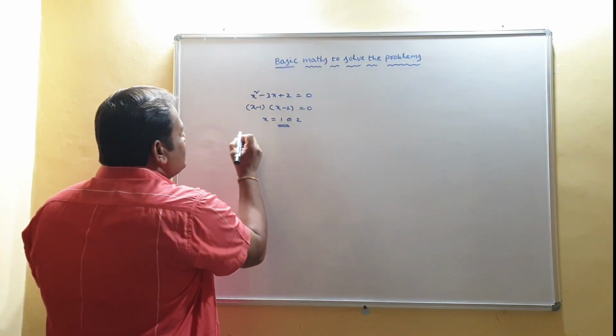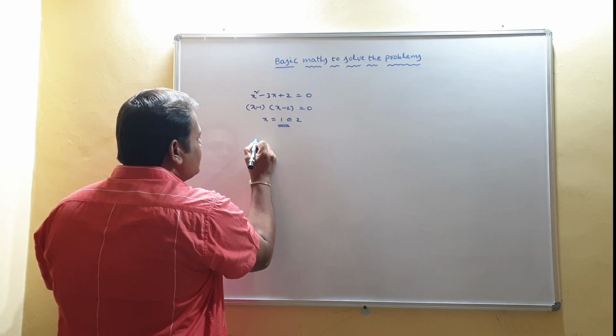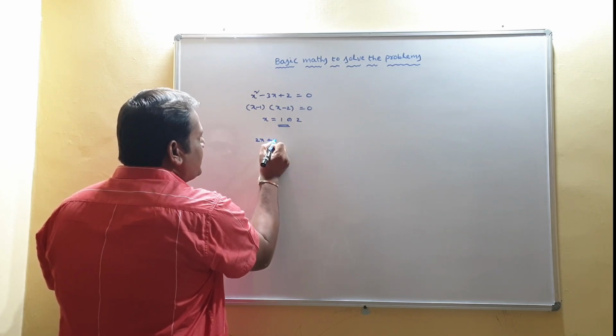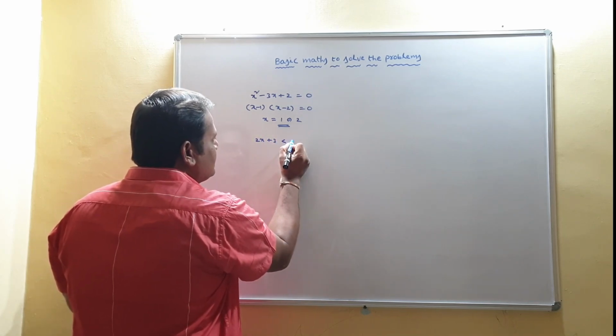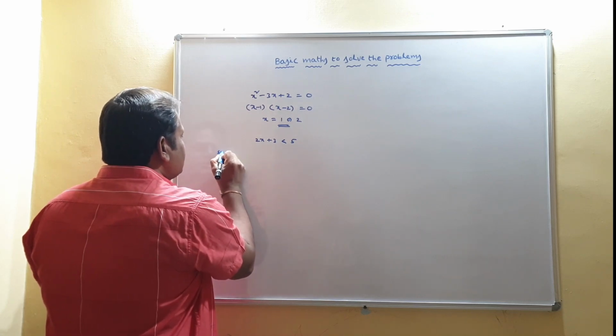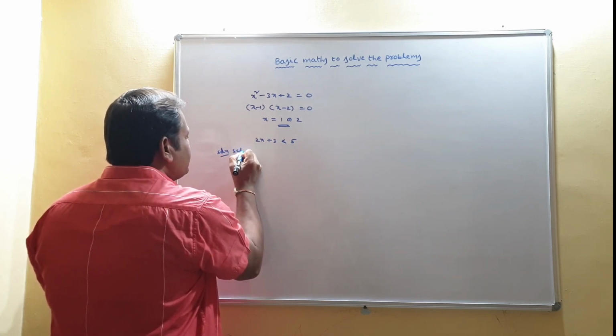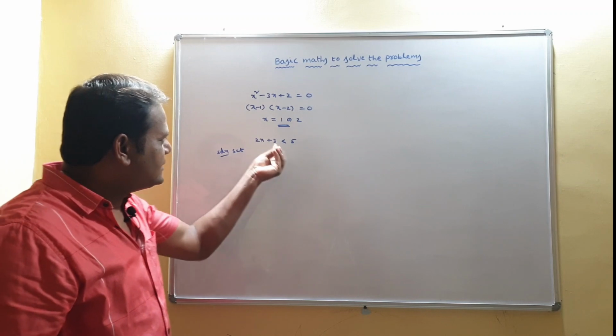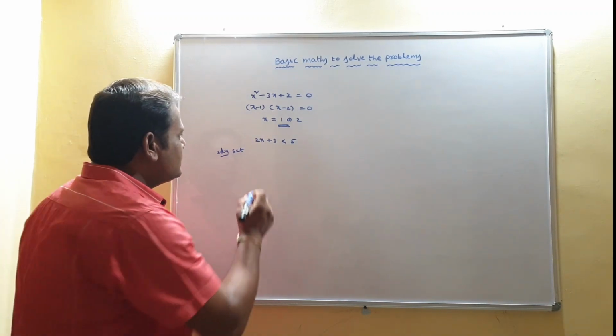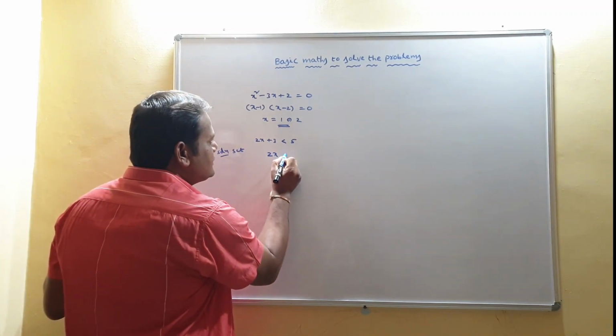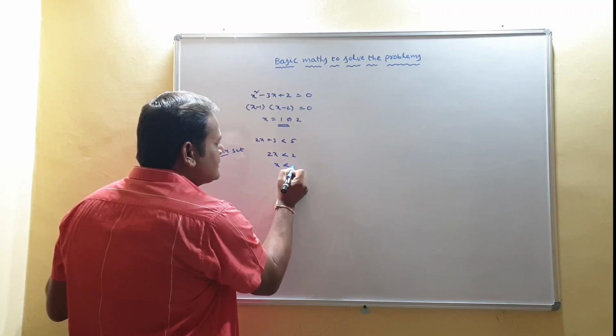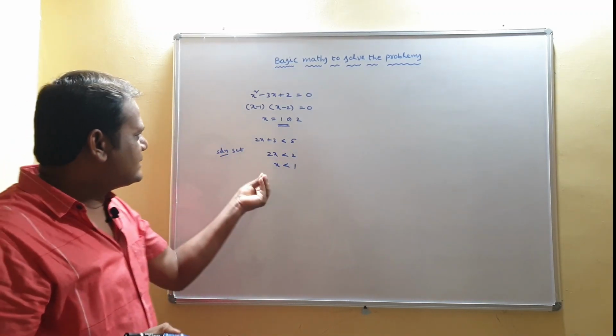Suppose the question is something like 2x plus 3 is less than 5. Write the solution set. Suppose it is an equation here. Coming to this, you can write it as 2x less than 2 and you can get x less than 1. Is it? So x less than 1.